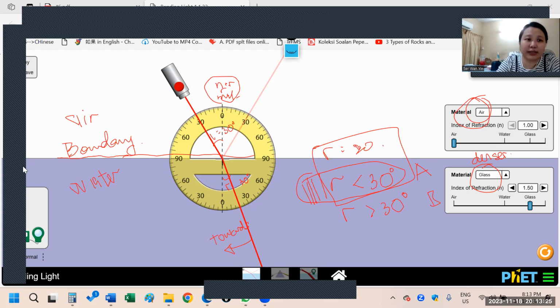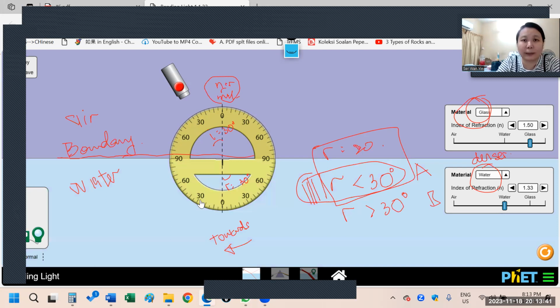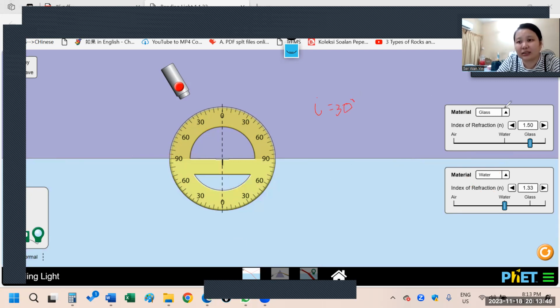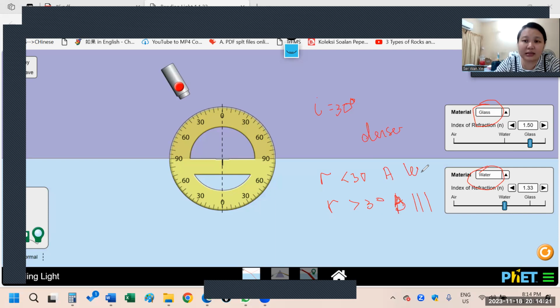So now, how about if I change this to glass and this is water? What will happen when this is glass and another side is water? So if I equals 30, this is glass, this is water, R will be less than 30 or R will be more than 30? A or B. Yeah, B. Okay. Because this is denser, this is less dense.